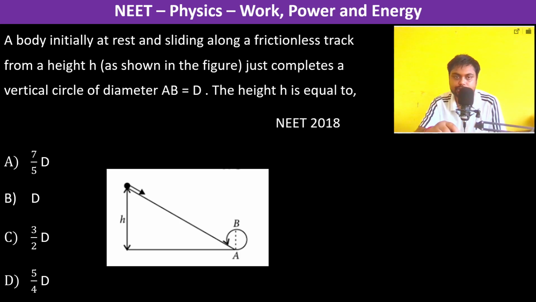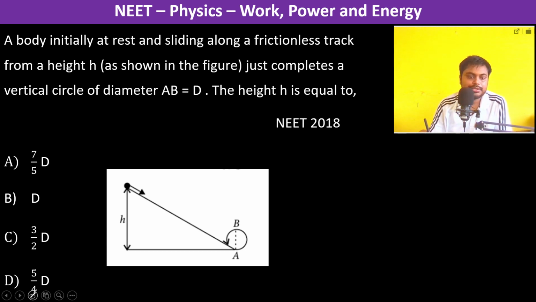Body initially at rest, sliding along a frictionless track from height h, just completes a vertical circle of diameter AB equal to D. The height h is equal to... So it just completes a vertical circle.